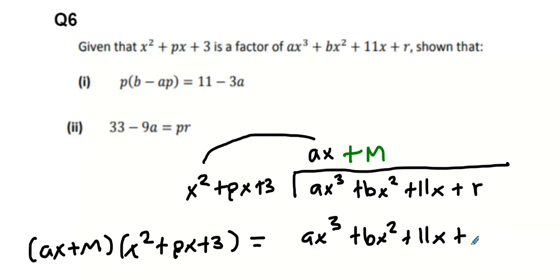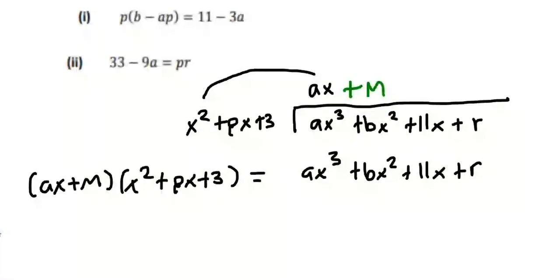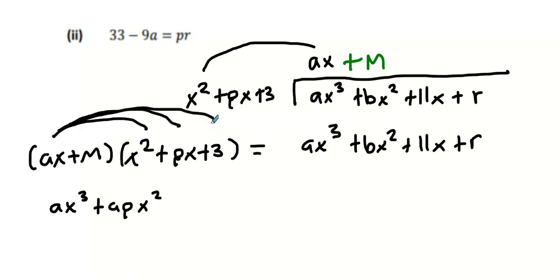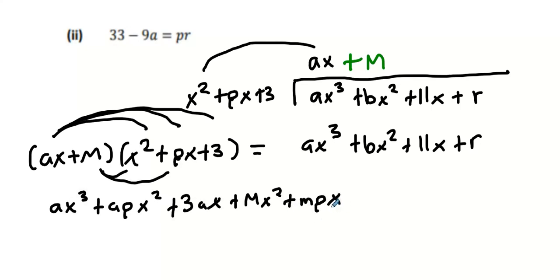This is meant to be the hardest question on the test, but if you use this method, it gets reasonably easy. What's ax times x squared? Ax cubed. Ax times p? Apx squared. Ax times 3? 3ax. M times x squared? M x squared. M times p? Mp, or any variation of it. And m times 3? 3m.